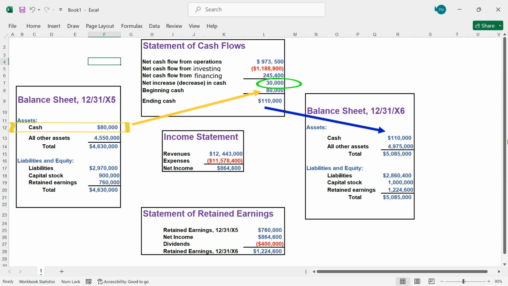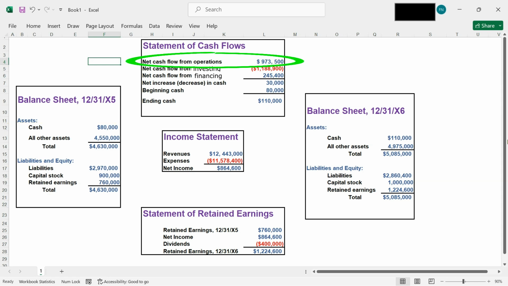Under generally accepted accounting principles, it is required that the basic form of a statement of cash flow show three basic categories or classifications of cash sources or uses. One of those classifications is net cash flow from operations. This means cash inflows from the sale of our goods, less cash outflows as a result of the costs or expenses of providing goods and services to customers. In this particular case, you can see that the cash flow was $973,500.